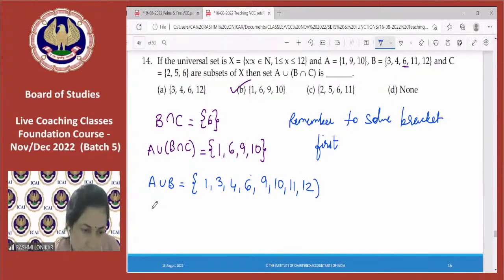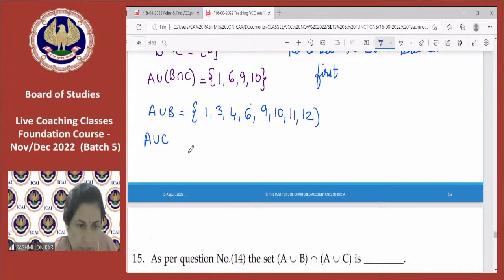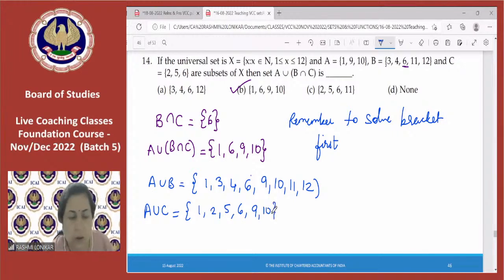And then A union C, isn't it? For the 15th sum, they're asking us A union B and A union C. So let me find out A union C. 1, 2, 5, 6, 9 and 10. Okay. Now what is the 15th sum saying? It is saying A union B intersects with A union C.